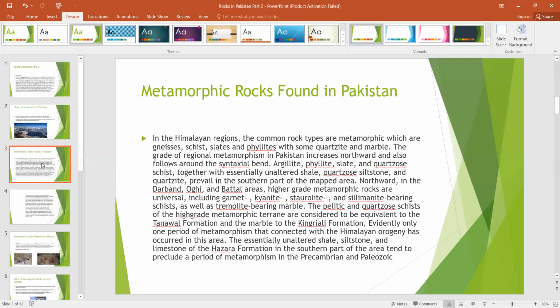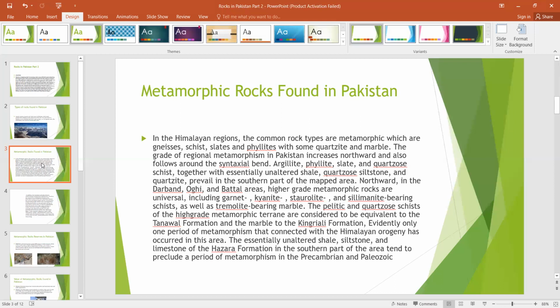Argillite, phyllite, slate, and quartzose, together with essentially unaltered shale, quartzose siltstone, and quartzite, prevail in the southern part of the mapped area. If we move northward in the Durban, Oghi, and Battal areas, higher grade metamorphic rocks are universal, including garnet, kyanite, staurolite, and sillimanite bearing schists, as well as tremolite bearing marble.